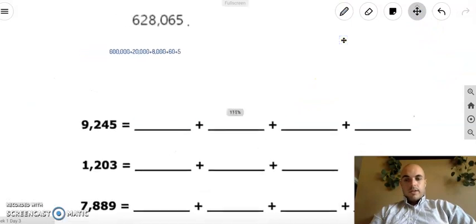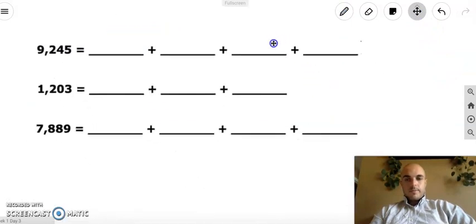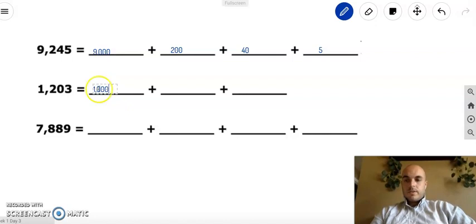Okay, let's go on down here. All right, let's do these as examples. So they actually give us the spaces that we need to put all these in. So the first value is 9,000. The second is 200. The third is 40. The fourth is 5. The first for this one is 1,000. The second is 200. And the last is 3.